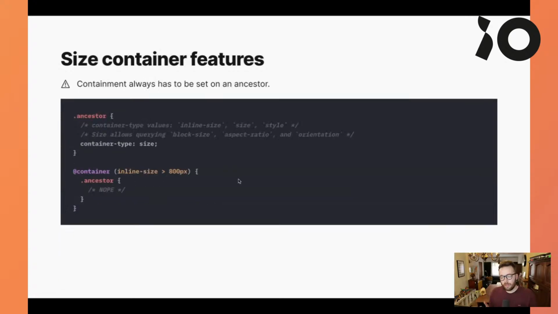One important thing to remember is that containers cannot query themselves. So you always have to set container queries on an ancestor. This example won't work because it's querying itself. That's a very important part of container queries. It's a constraint that we have to work with.